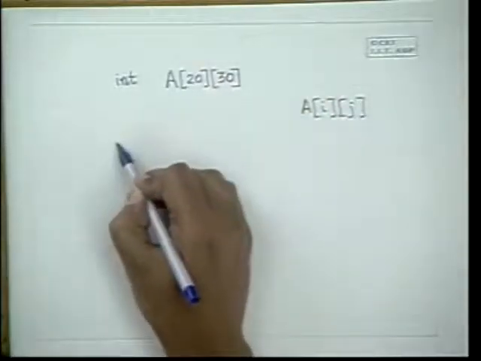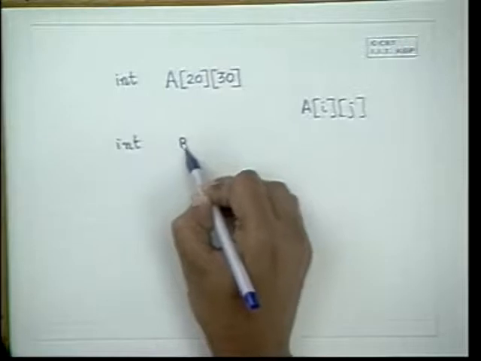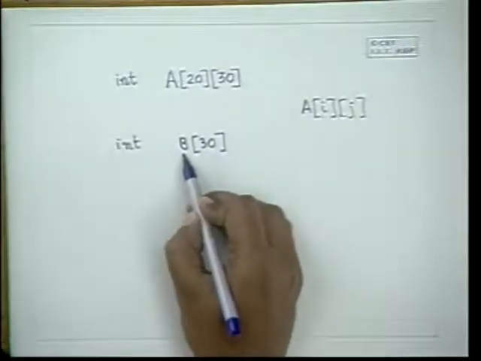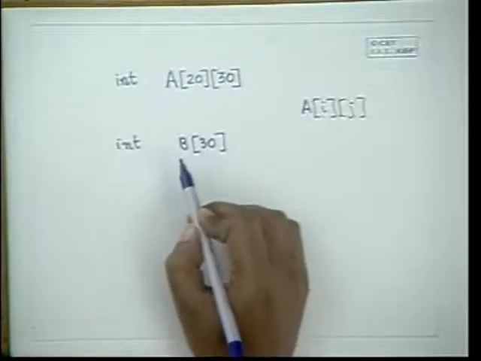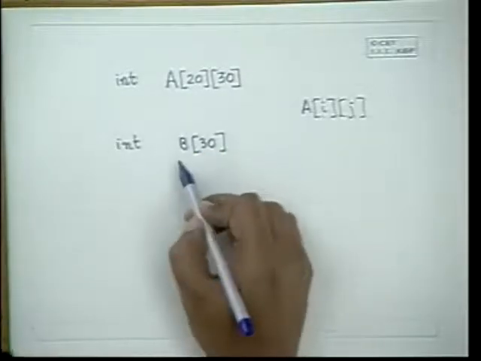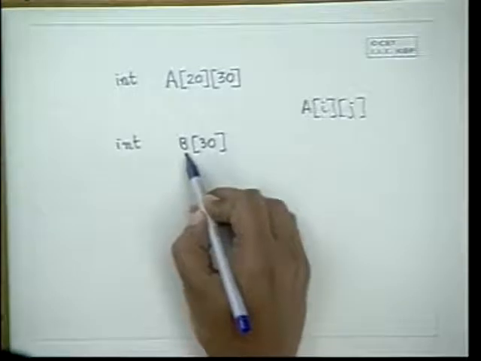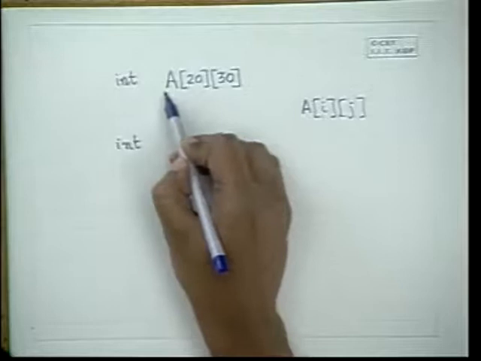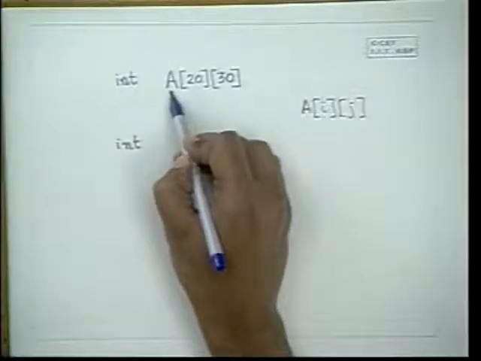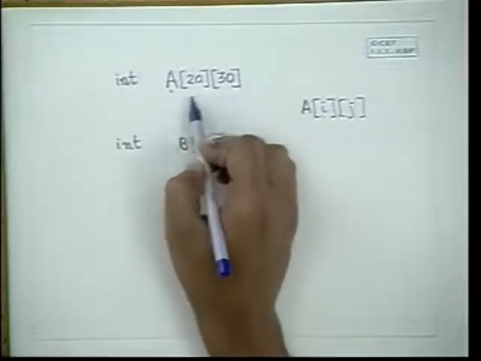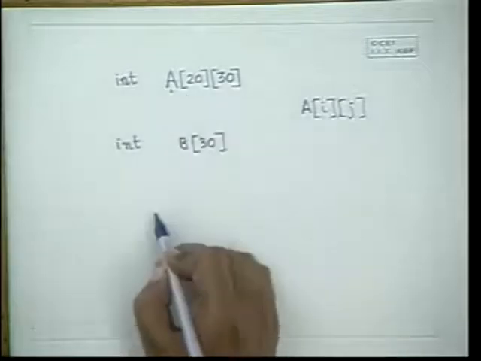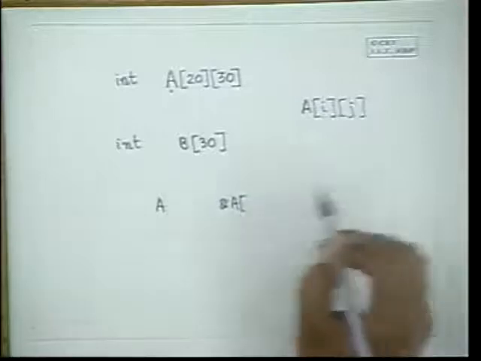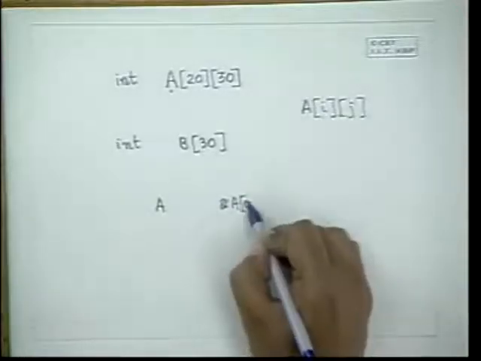Now see this int B[30]. There is a pattern in this whole definition. B is the address of the start of this array. Similarly, A is the address of the start of the two-dimensional array. So A is the same as &A[0].